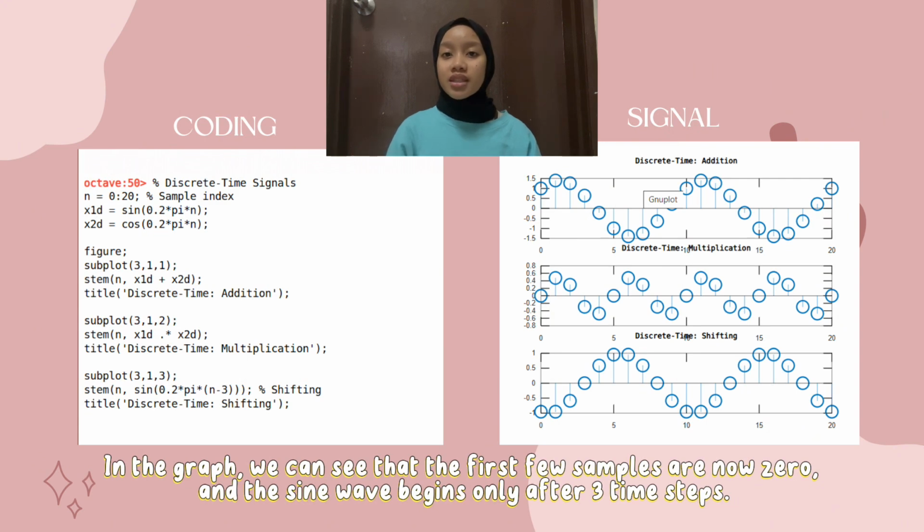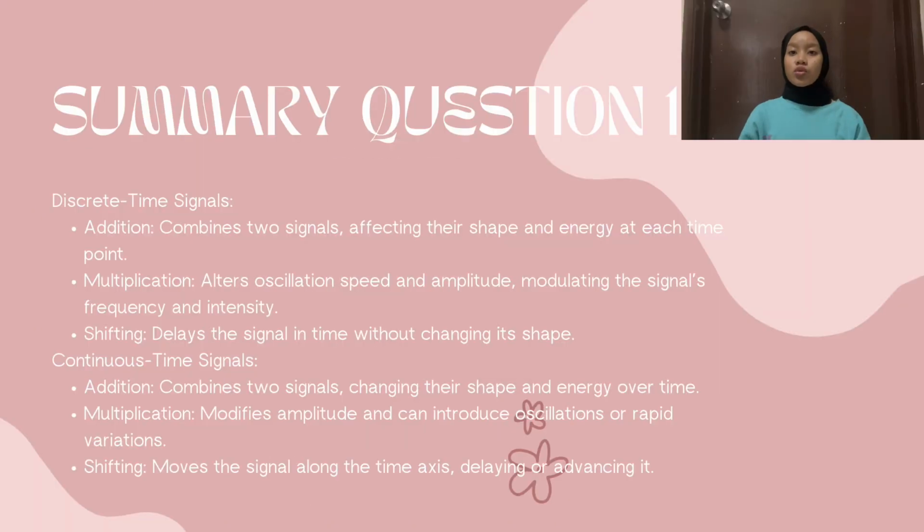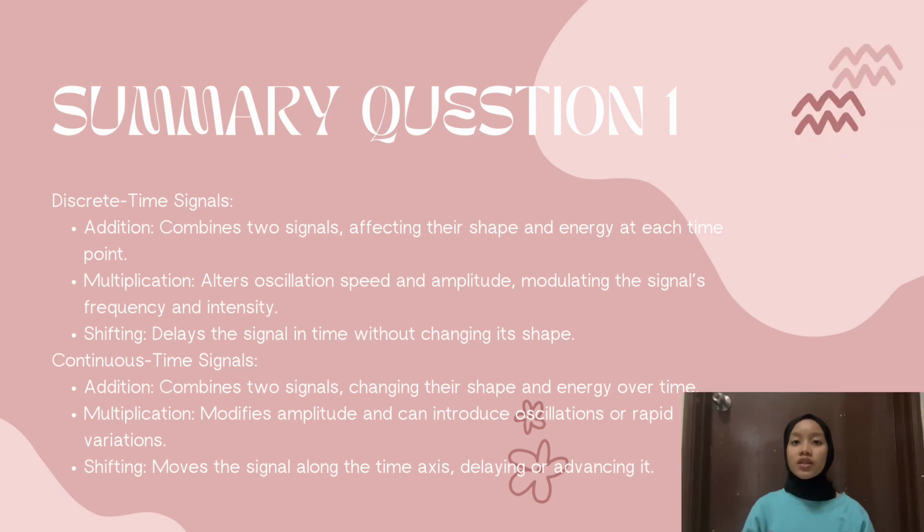3 time steps. So in summary, for continuous time signals, addition combines two signals, changing their shape and energy over time. Multiplication modifies amplitude and can introduce oscillation or rapid variation. Shifting moves the signal along the time axis, delaying or advancing it.